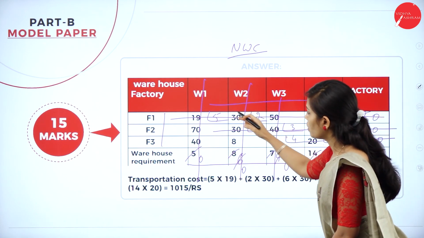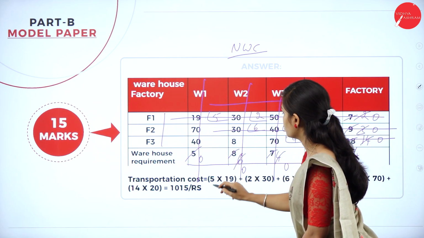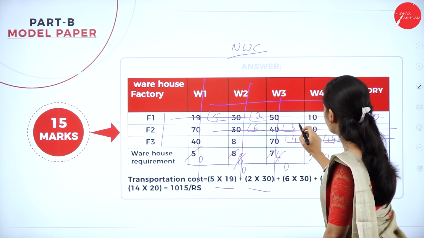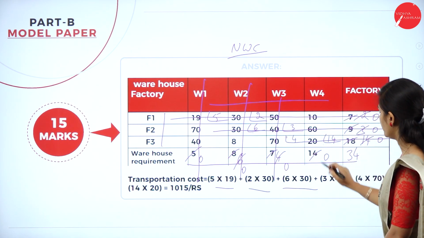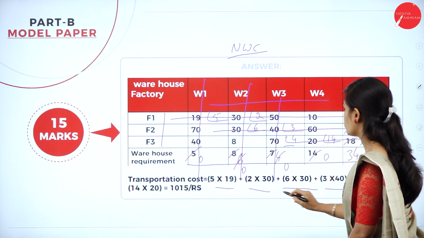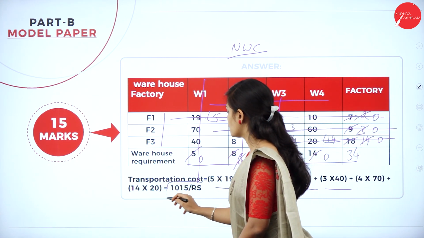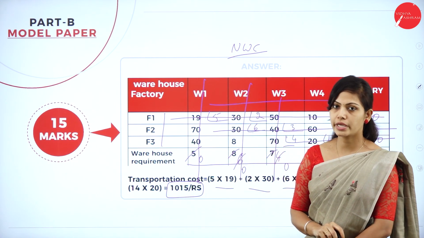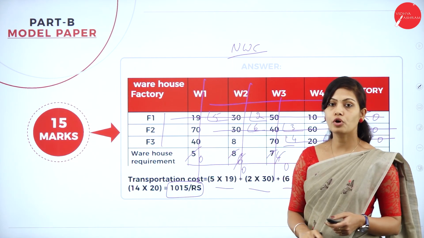So now take all the allotted cells: 5 into 19, 2 into 30, 6 into 30, 3 into 40, 4 into 70 and 14 into 20. You will get 1015 rupees transportation cost. Very simple concept, northwest corner.